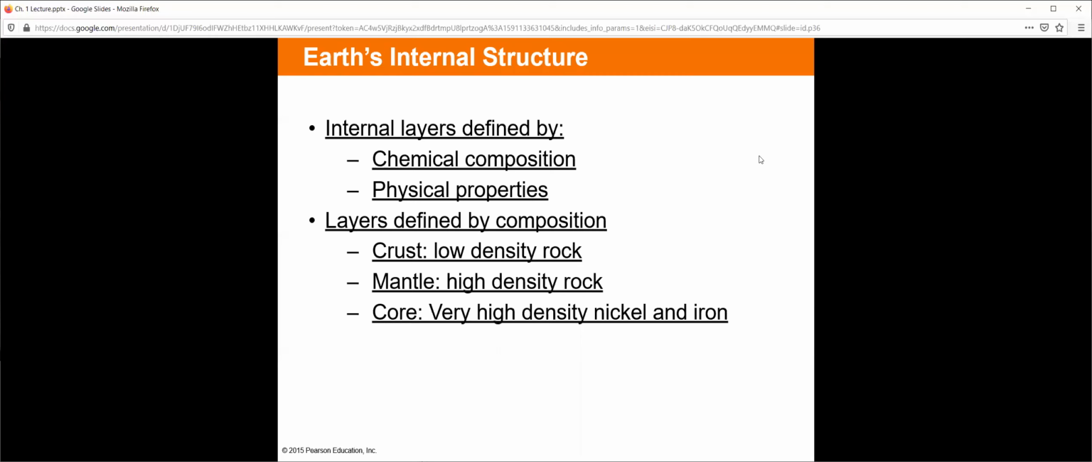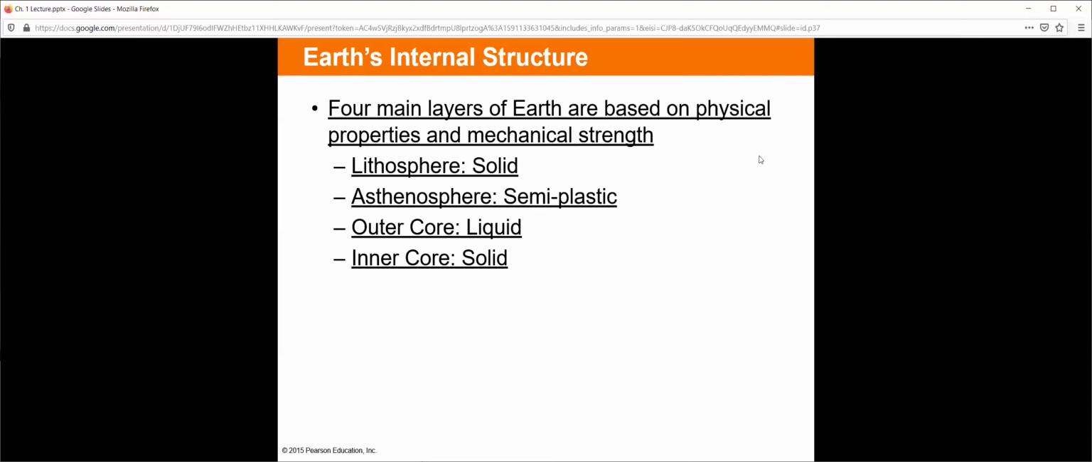Internal layers are defined by chemical composition and physical properties. These layers are also defined by compositions such as crust, mantle, and core, things I've already talked about. These slides go into more detail about it. Of course, as I said, if you have the text, dive into the text. You'll find it also provides you more information. But hopefully you're understanding the concept I'm trying to present here, which is the segregation of the Earth's structure. There are four main layers, as I said before: a solid inner core, a liquid outer core, a semi-plastic asthenosphere or mantle, and then a solid lithosphere or crust.